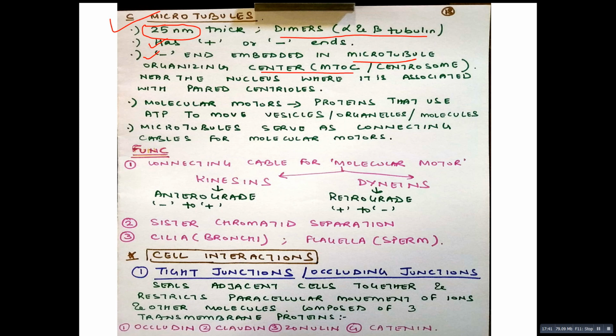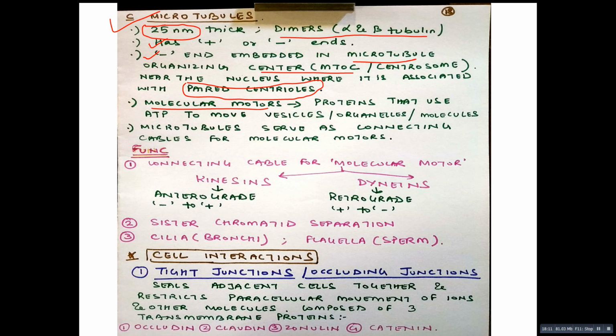Now, before I go on to the function of microtubules, I want to mention what molecular motors are. Molecular motors are proteins that use energy in the form of ATP to move vesicles, organelles or molecules. Inside the cell we need some kind of traffic to move things from one place to another, and for that we have what are known as molecular motors.